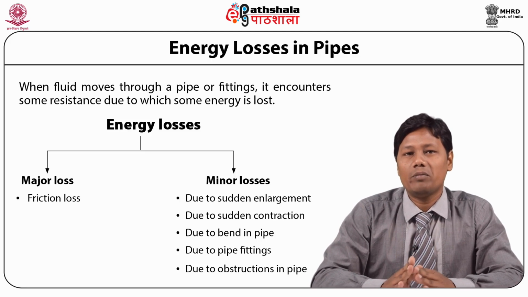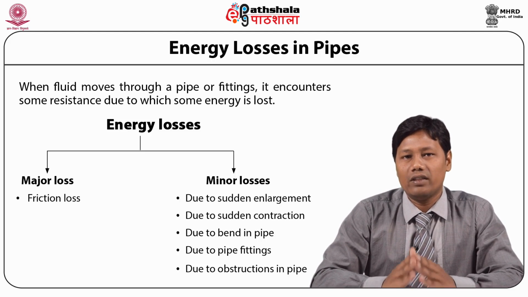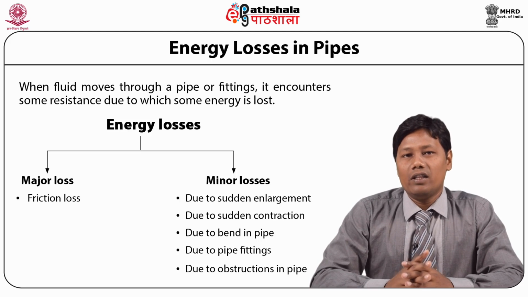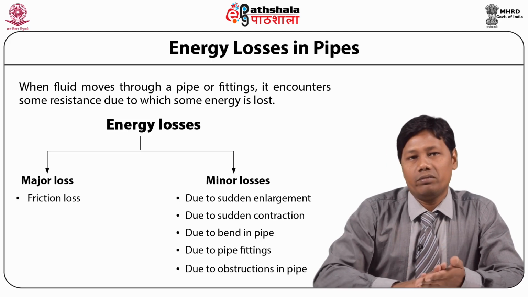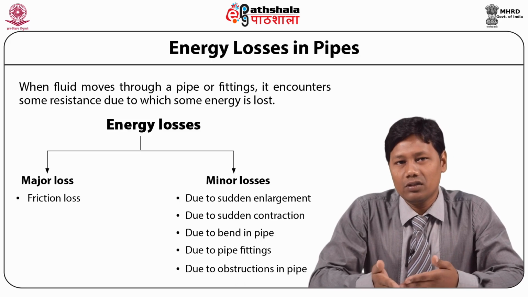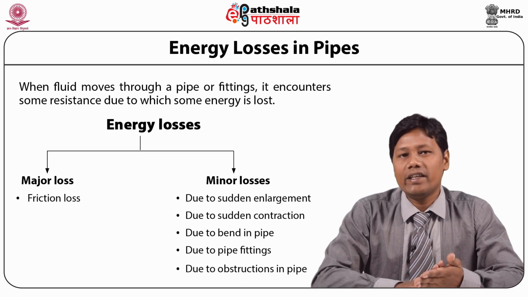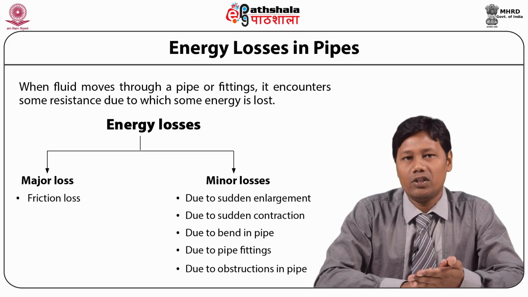So the major concern of our losses will be the major loss, that is the loss due to friction, and that is due to the viscosity of the fluid. The major loss also occurs due to the roughness of the pipe. The rougher the surface of the pipe is, the more the obstruction it causes at the interface between the pipe surface and the fluid surface.